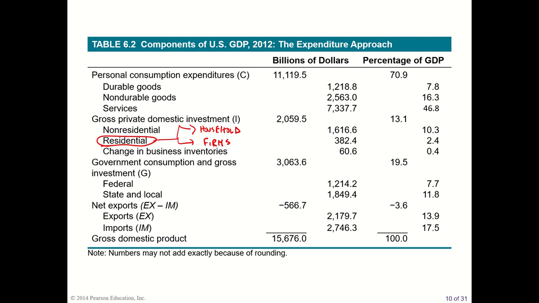The last one is net export, which is export minus import. That's kind of obvious. You just calculate that and collect that information from the customs border authority, and you should be good. Notice that this number is negative, and it is negative big time. So net export in USA in 2012 was negative $566 billion. So USA in 2012 imported more than it exported.